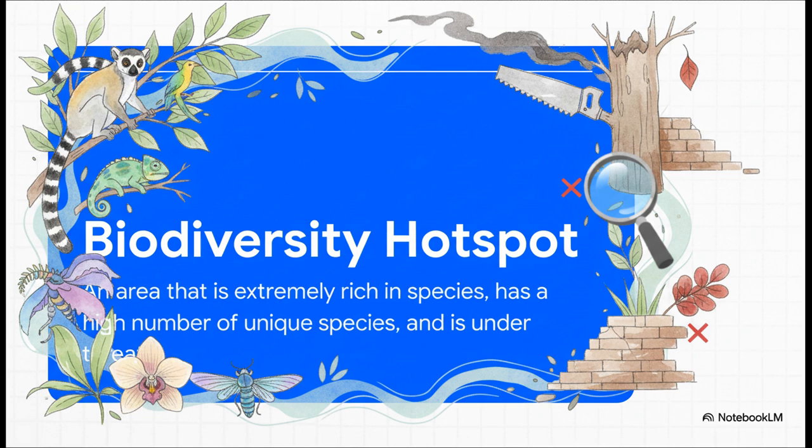So what does it take to get the hotspot label? Well, there are two key ingredients. First, it has to be just unbelievably rich in life, with lots of endemic species. That's a fancy word for unique creatures you won't find anywhere else on the planet. And second, and this is the tough part, it has to be under constant and severe threat. It's that combo of being priceless and in peril that makes them hotspots.